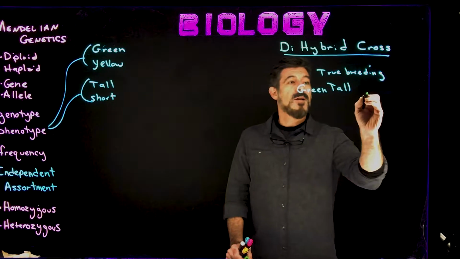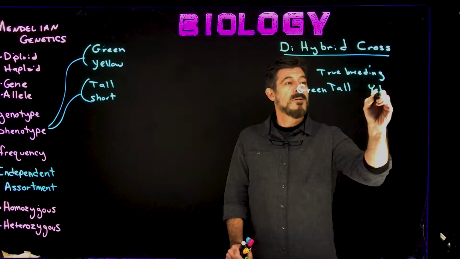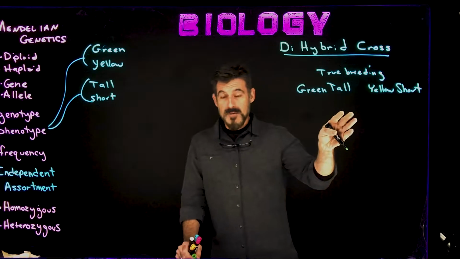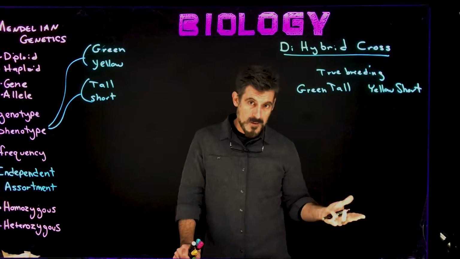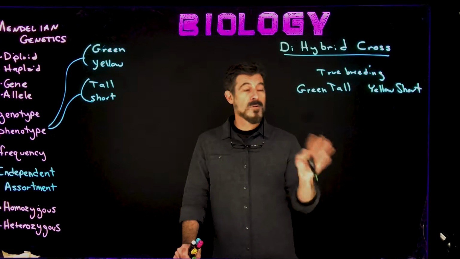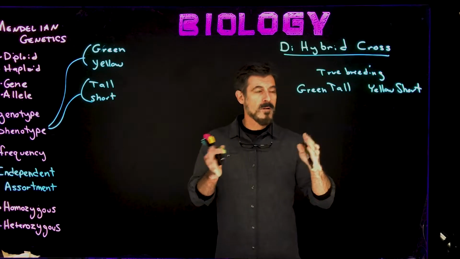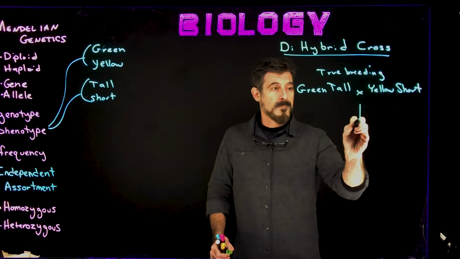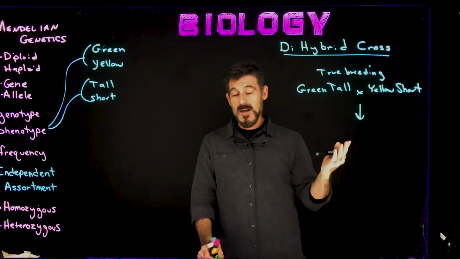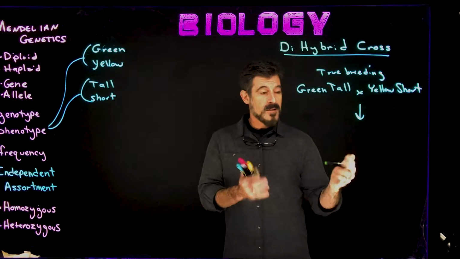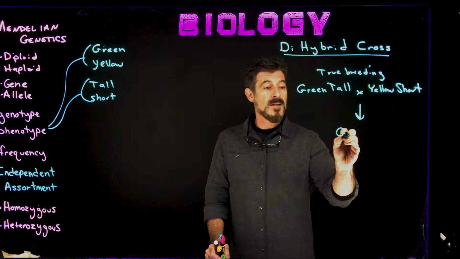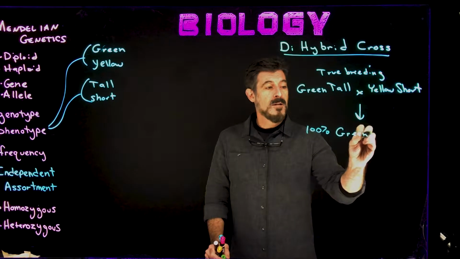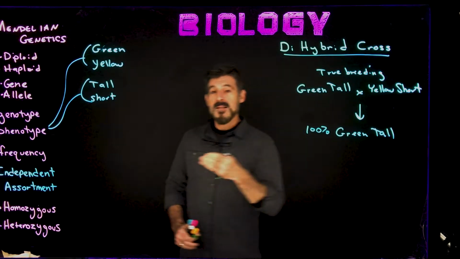The other, we're going to have yellow seeded short plants, and the same thing there. If the yellow short is mated with the yellow short, their offspring are yellow short, and so on. So they're true breeding, but at this point we don't know if the green tall is dominant to the yellow short, so we cross them. In this example, we find out that all the offspring, 100% of them, are green tall.